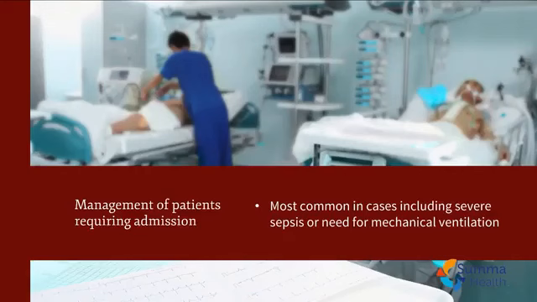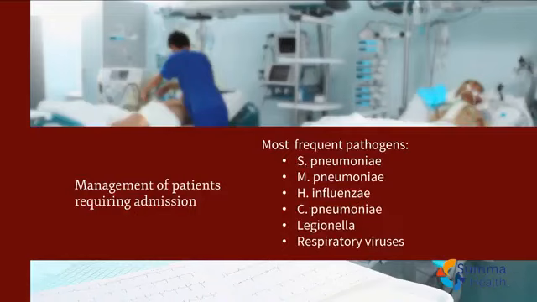Now, we generally consider the approach to management for patients requiring admission to the hospital based on general ward versus ICU. The most common need for ICU admission is the presence of severe sepsis or need for mechanical ventilation. With respect to patients admitted to the ward, the most frequent pathogens are Streptococcus pneumoniae, Mycoplasma pneumoniae, Haemophilus influenzae, Chlamydophila pneumoniae, Legionella, and respiratory viruses.